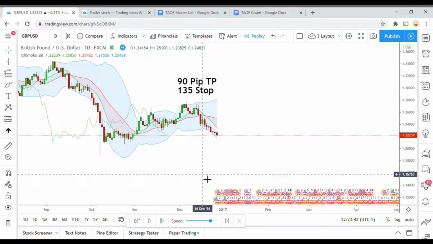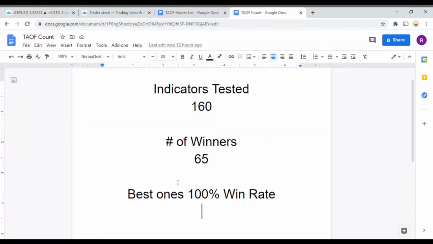Alright, as I said, today we will be testing the Ichimoku Bollinger Band indicator. But before we do, I wanted to put the indicator scoreboard up for everyone to see. So to date, we have tested 160 indicators. And out of those 160 indicators, 65 of them have been winners, which means that they have met or exceeded the 60% win-loss ratio threshold that we have set for them. The best ones so far were able to achieve a 100% win rate.